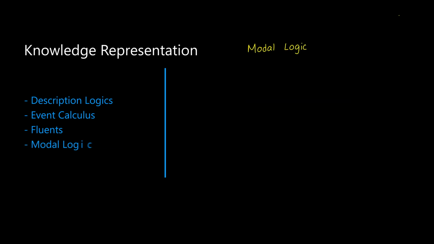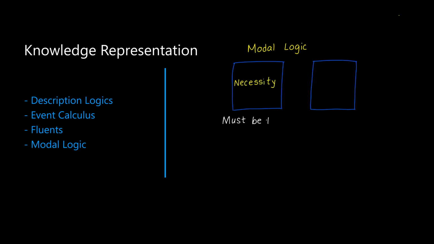Modal logic deals with necessity and possibility. Something is necessarily true if it must be true in all possible situations. Something is possibly true if it could be true in at least one situation. This lets AI reason about hypotheticals and alternatives.